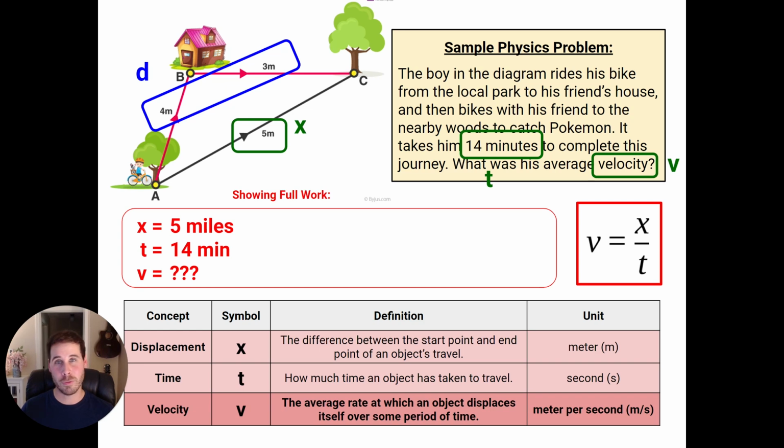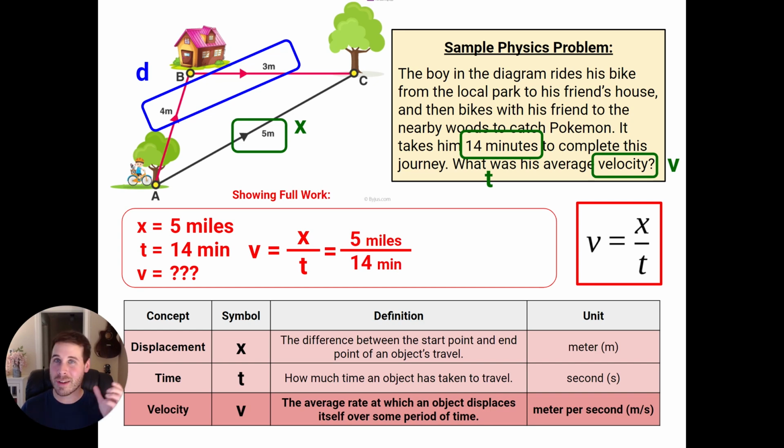Next step, we're going to write down the formula that we're going to use in this case. It's pretty easy today to figure out which one it is because, again, we don't have that many formulas to work with at this time. So it's going to be this one, velocity equals x over t. So now let's plug in our numbers. The displacement of the boy was 5 miles, and the time that the boy spent traveling was 14 minutes.